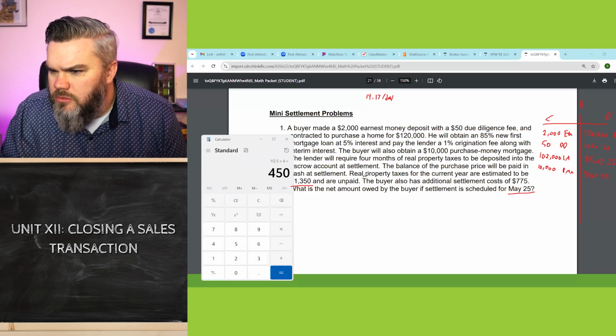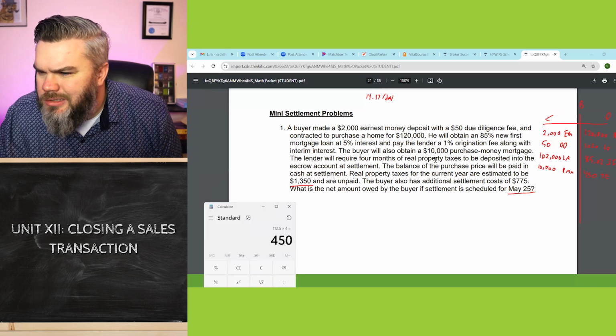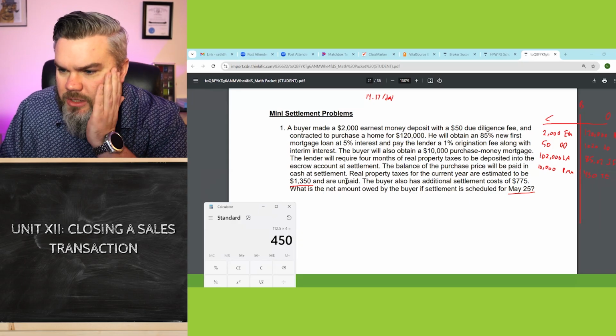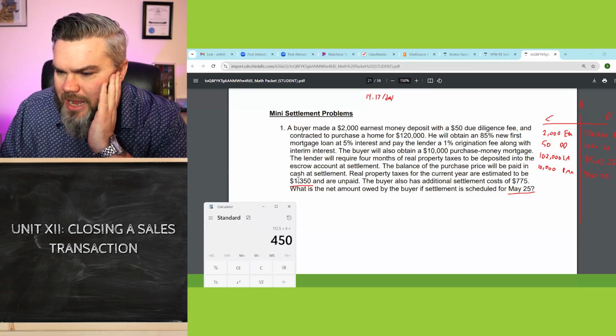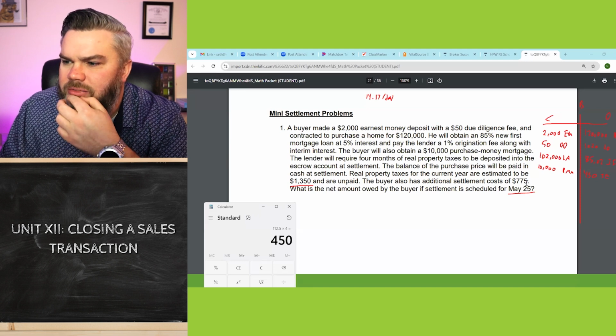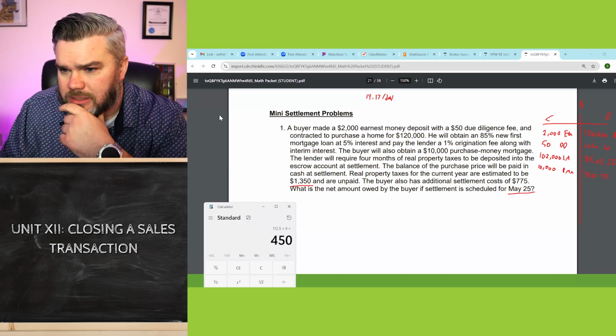And I think that's the only escrow. 4 months. Property taxes, balance of the purchase price. Ignore that. That's just stating that you're going to pay out the balance. Real property taxes estimated. The buyer has additional settlement costs of $775. So we're just going to put that as a debit.